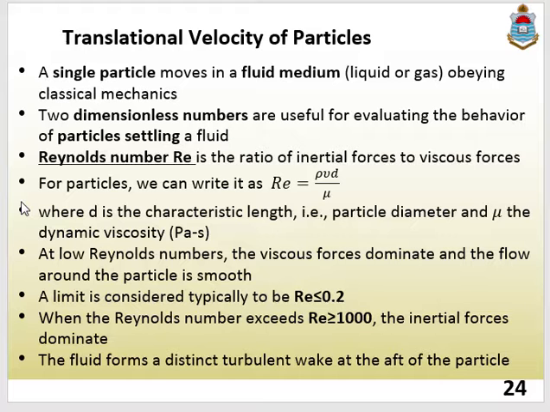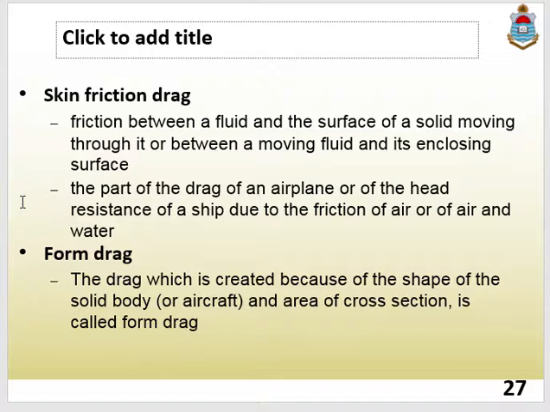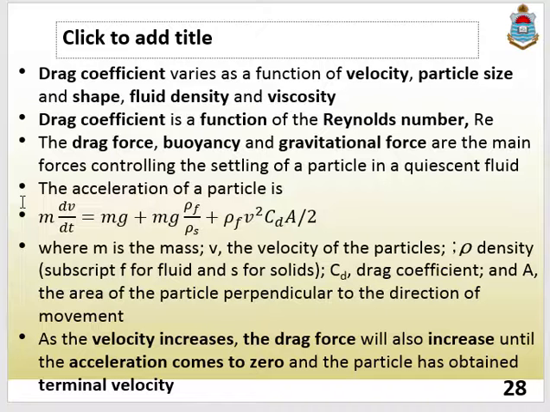Then we were discussing the translational velocity of the particles. We discussed Reynolds numbers and then drag coefficient, how it is defined. Then we discussed two forms of drag, skin friction and form friction. And then we saw that drag coefficient depends upon the velocity, the particle size, its shape, fluid density, and viscosity.